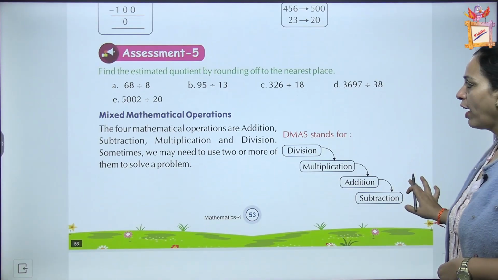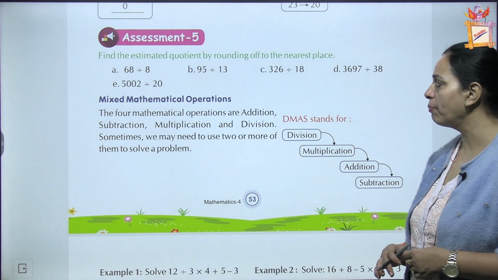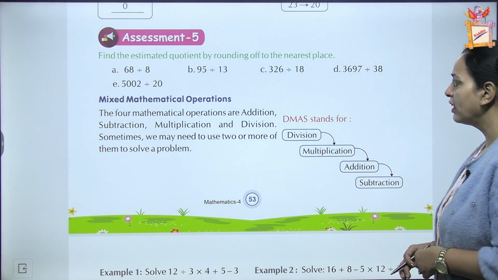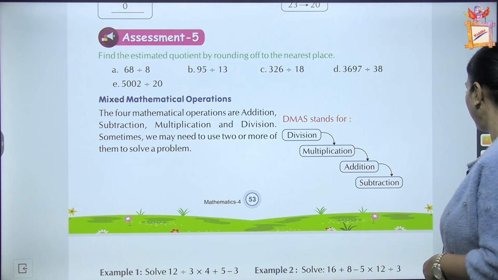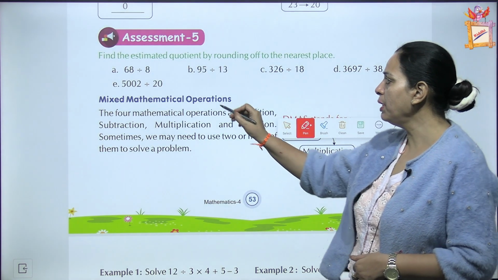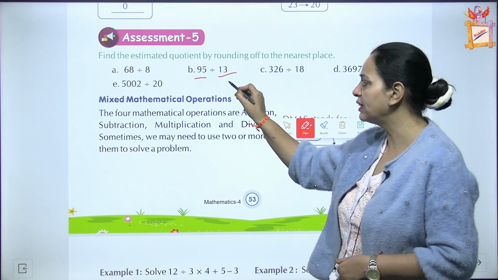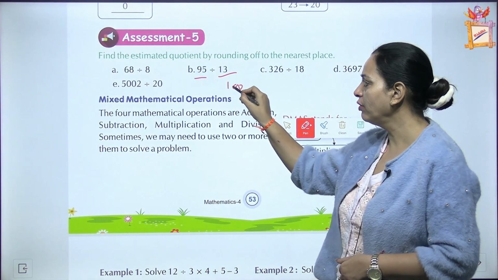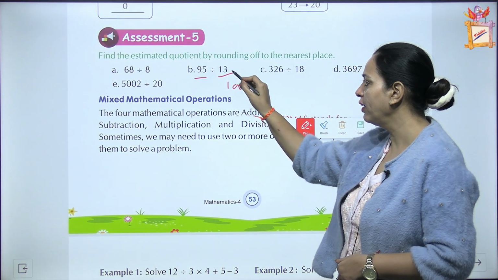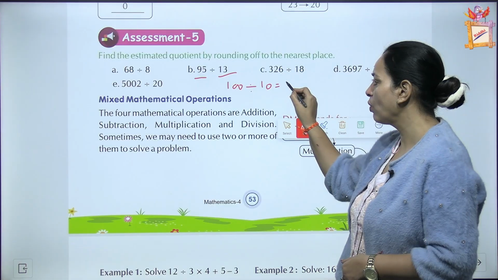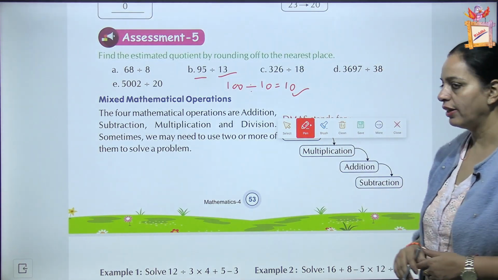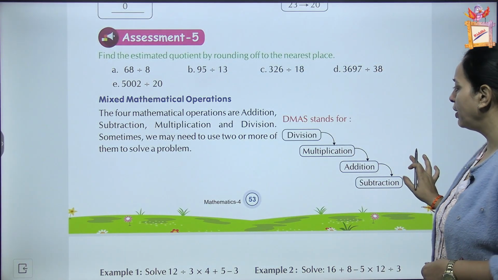Now assessment 5, find the estimated quotient by rounding off to the nearest place. So see here, like B part, 95 divided by 13. So 95 rounded off to 100 and 13 is 10. So answer is 10. Okay, similarly you can try remaining parts.